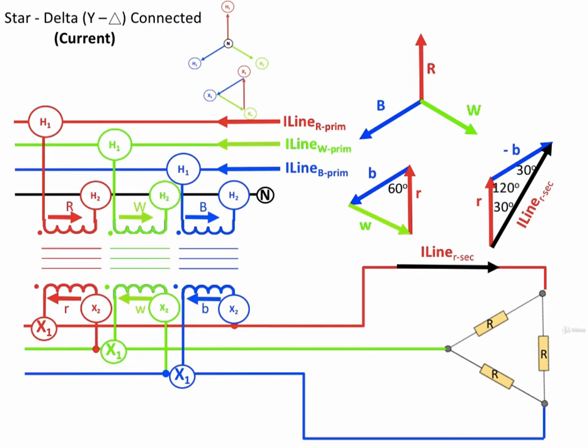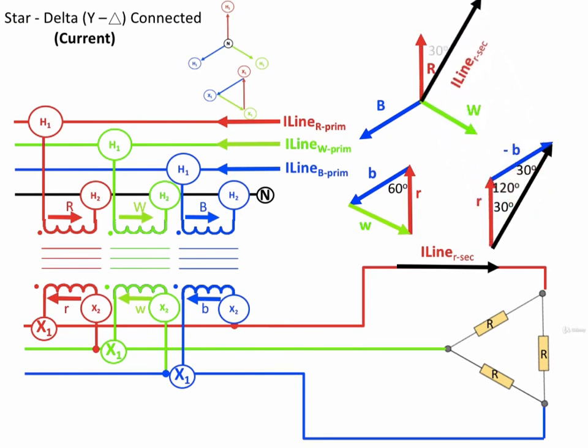Now the triangle formed by the red and minus blue phase currents and the I line R secondary current is an isosceles triangle. So the two sides that are equal will share the 60 degrees that are left over when you subtract 120 from 180, and we're left with 30 degrees. So that's just a quick breeze of trigonometry, just to prove that we have a triangle with two contained angles of 30 degrees and one of 120 degrees.